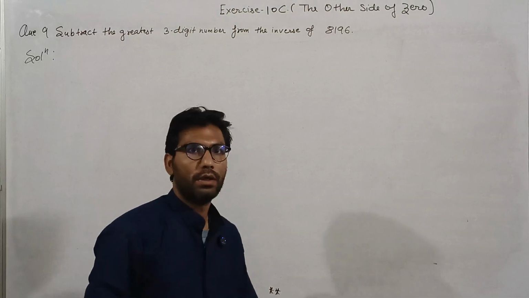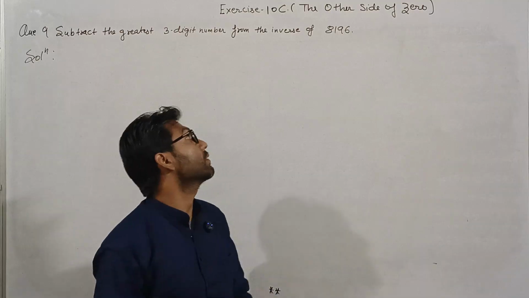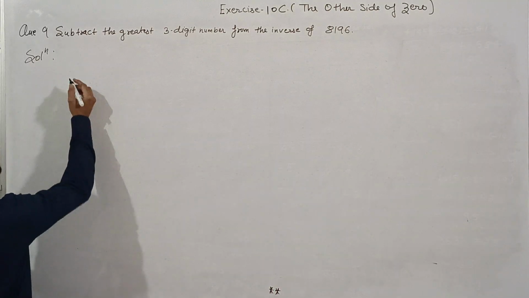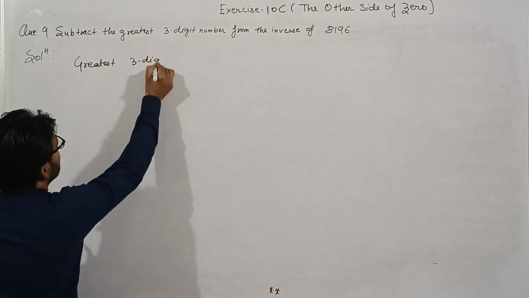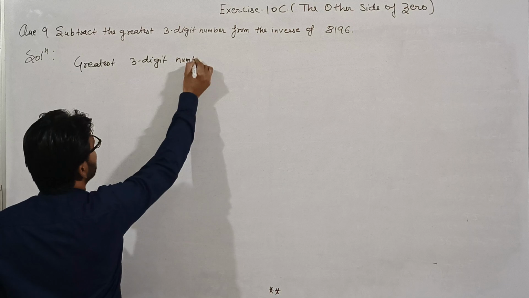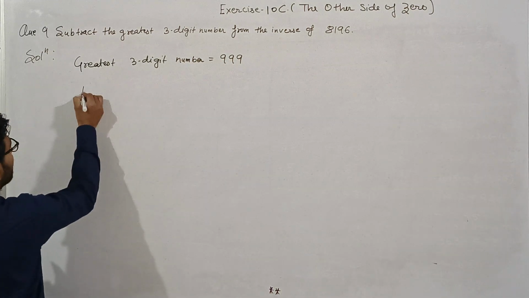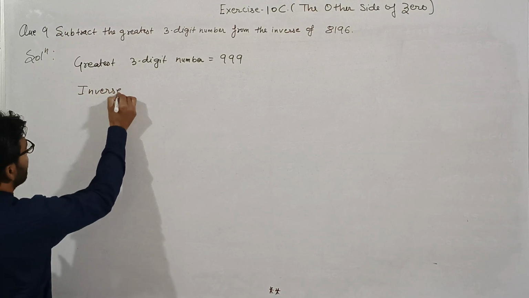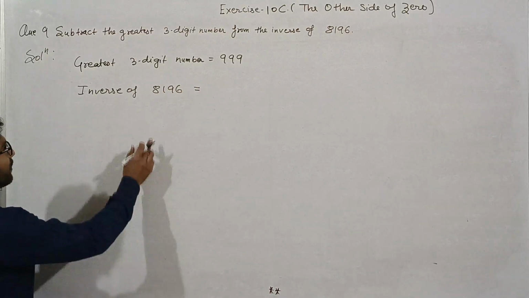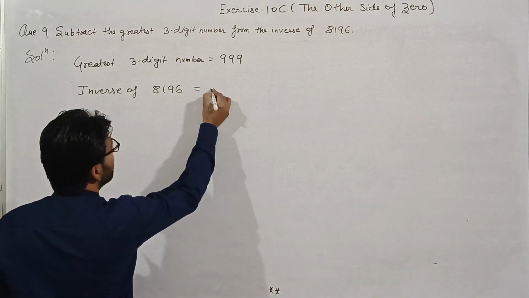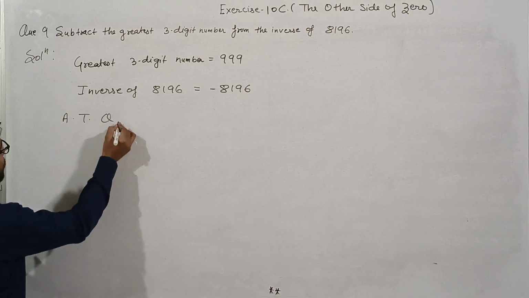In question number 9, we need to subtract the greatest 3-digit number from the inverse of 8196. So first we write the given values. The greatest 3-digit number is 999. Next is the inverse of 8196. Inverse means we need to change the sign. This is positive, so we take negative.